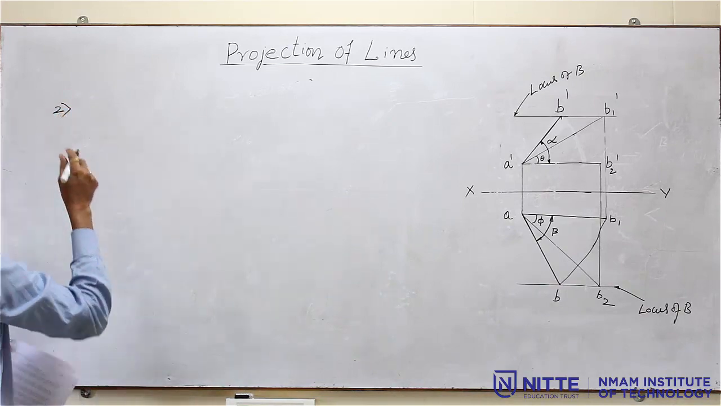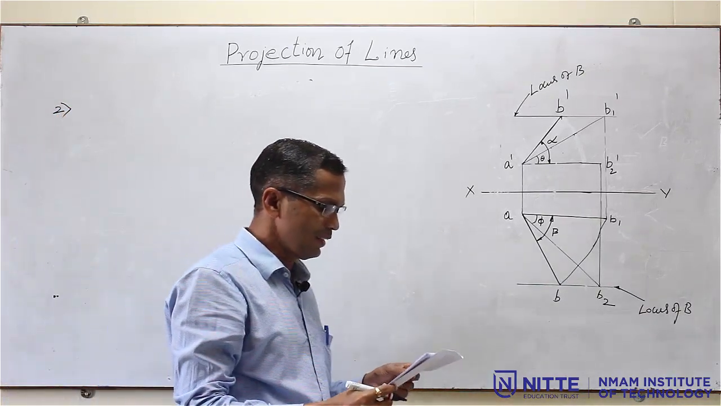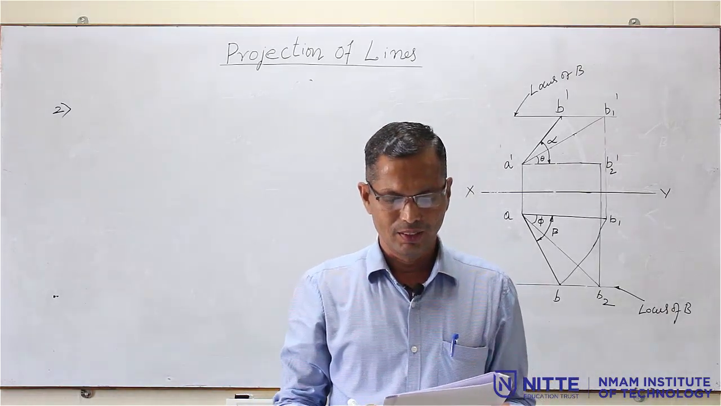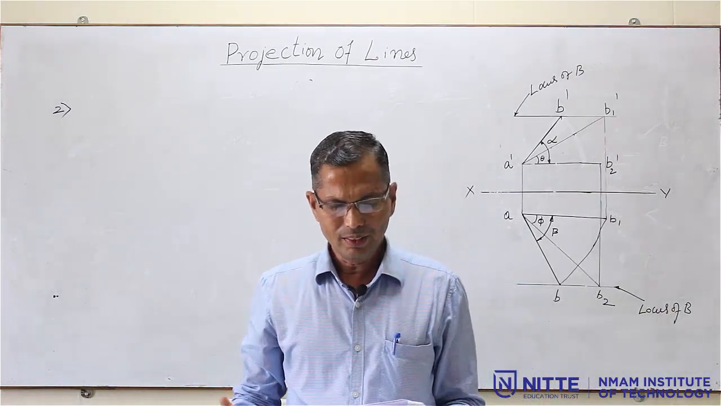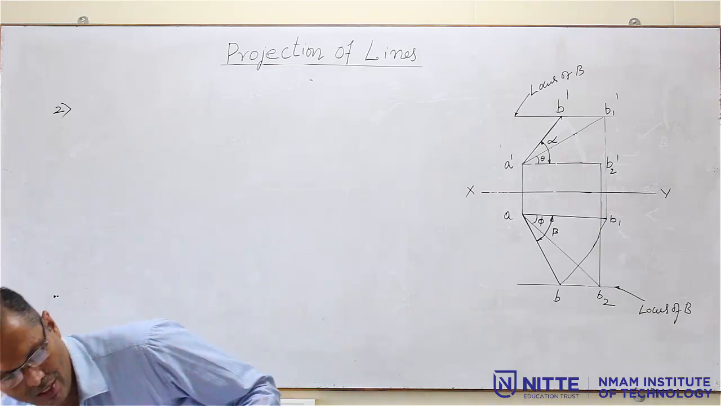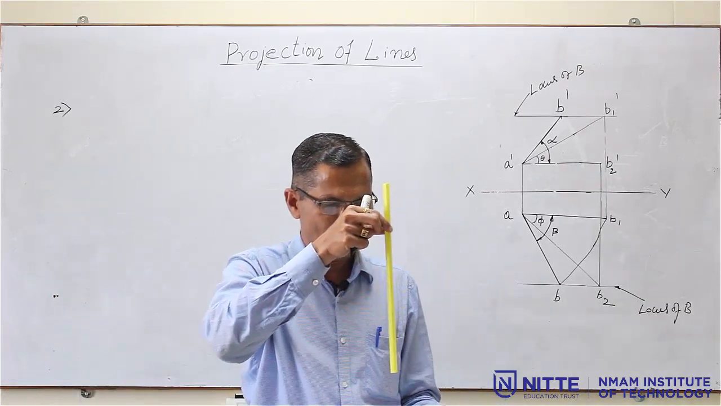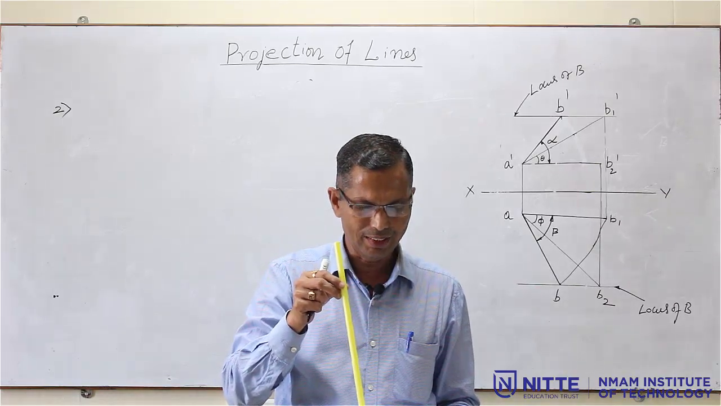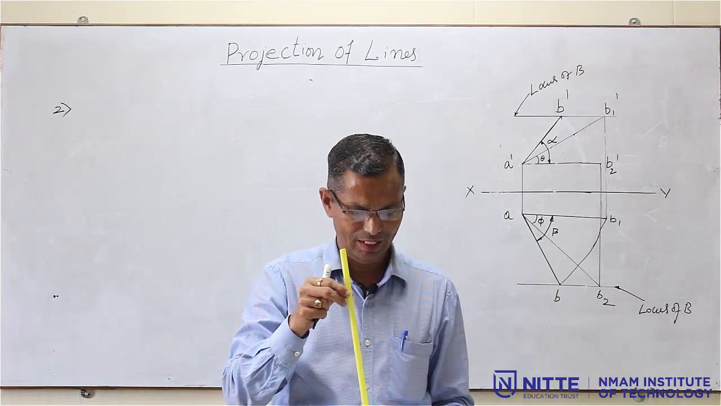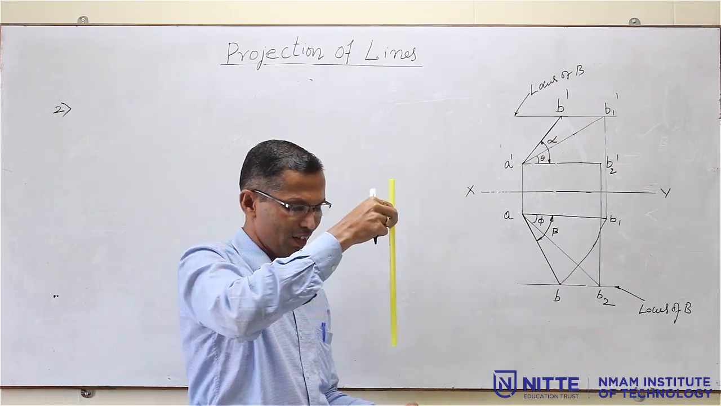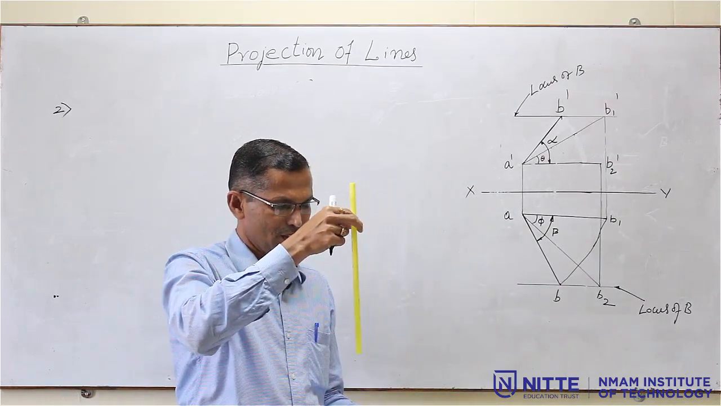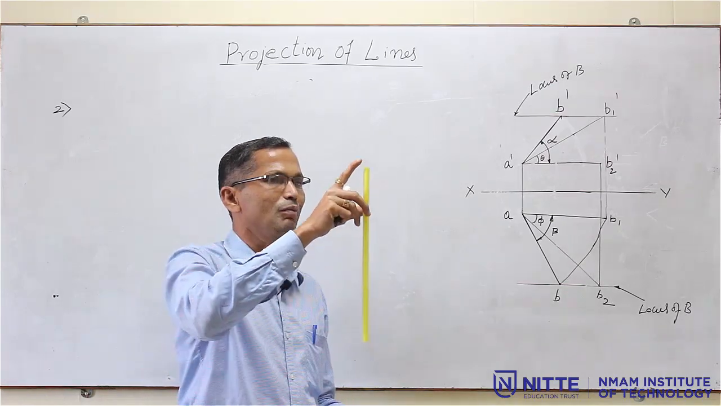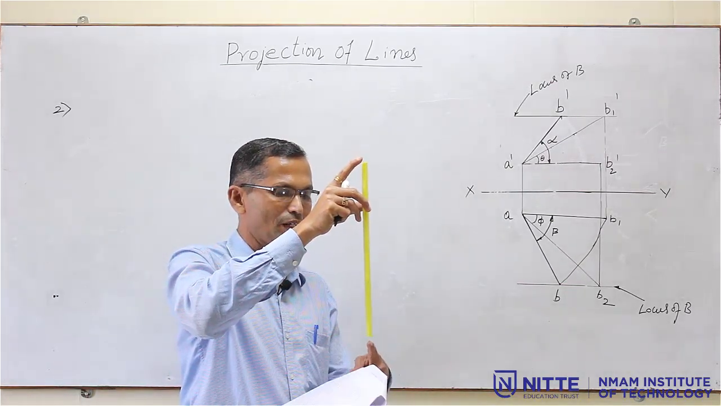Second problem, a line 60 mm long is perpendicular to HP and parallel to VP. Like this, and 30 mm in front of it, that means 30 mm in front of VP. The top end is 90 mm above HP, that means this is the top end, this is the bottom end.